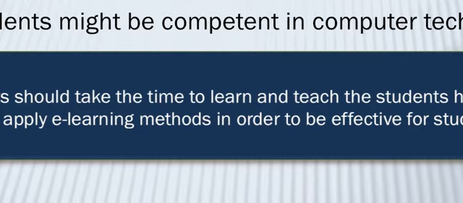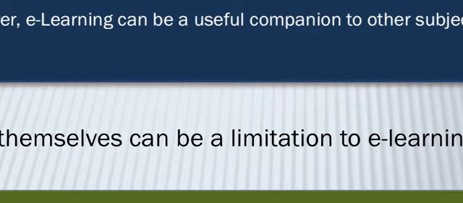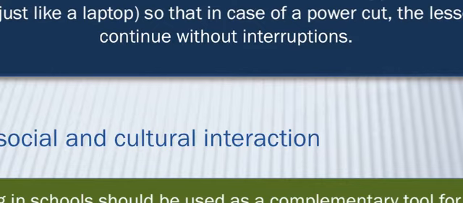Unfortunately, students themselves can be a limitation to e-learning. Students who are not well organized, students who are not self-motivated, and students who do not have good time management skills may encounter difficulties. Moreover, e-learning is 100% dependent on electricity. However, tools such as interactive whiteboards should have a supplementary battery supply, just like a laptop, so that in the case of a power cut, the student lesson can continue without interruptions. Last but not least, e-learning reduces social and cultural interaction.